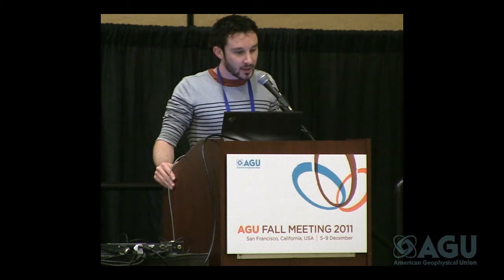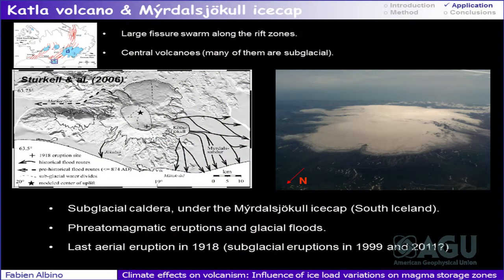So one of the applications was in the Katla volcano, situated in South Iceland, under the Mýrdalsjökull ice cap. Katla volcano is a subglacial caldera with a lot of phreatomagmatic eruption and glacial flows. And the last eruption was in 1918.